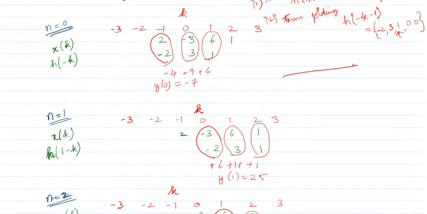Graphical means this is 0, 1, minus 1, 2. At 0, the signal is minus 3. At 1, it is 6. At 2, it is 1. At minus 1, it is 2. So this is your x of k. Okay. Now, what is h of minus k?